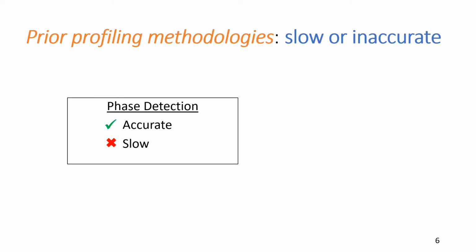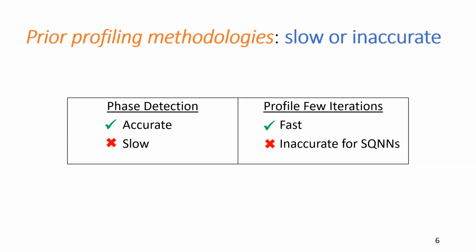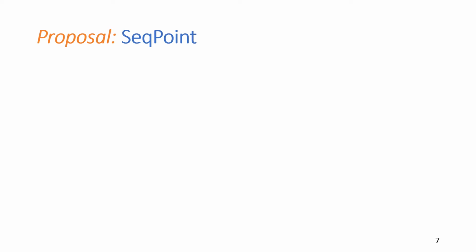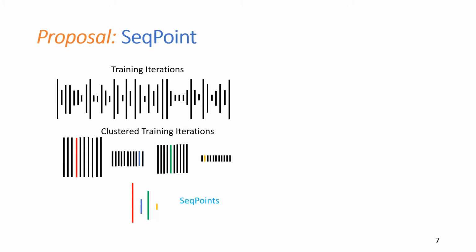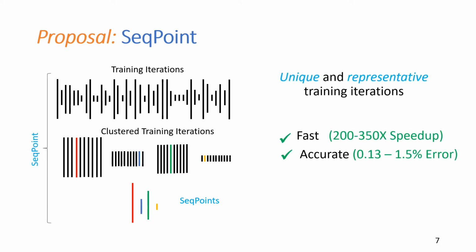Past work, such as detailed simulation, while being extremely accurate, is too slow, and other works in the domain of DNNs approximate the profile by profiling only a few training iterations, which is fast but can lead to inaccurate representation in the case of SQNNs. To overcome these drawbacks, we propose SeqPoint. SeqPoint clusters similar iterations together and identifies unique training iterations using simple and lightweight network-level parameters. This makes profiling up to 350x faster while being extremely accurate.